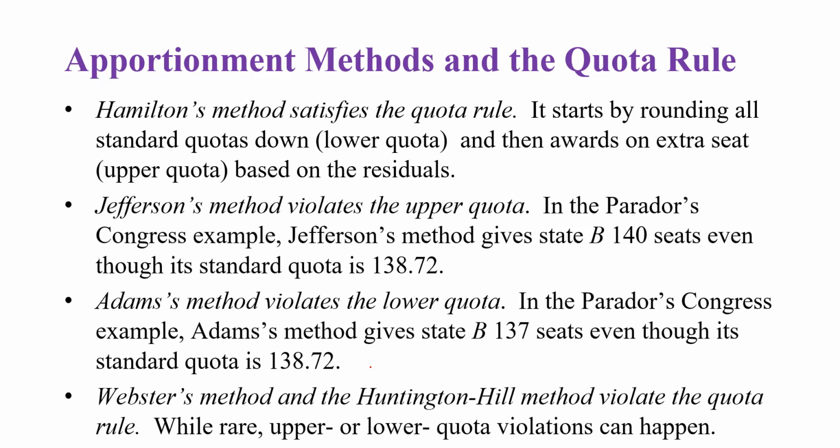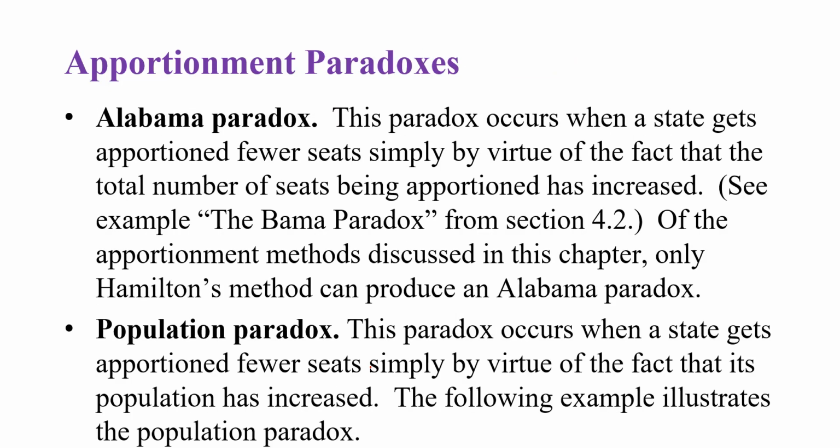Jefferson method could violate the upper quota. Adams could violate the lower quota. Webster's method, Huntington Hill method could violate either or, depending on the number. All right, and then we have these. We have something called paradoxes. So it's when a state gets a portion fewer seats simply by virtue of the fact that the total number of seats being apportioned has increased.